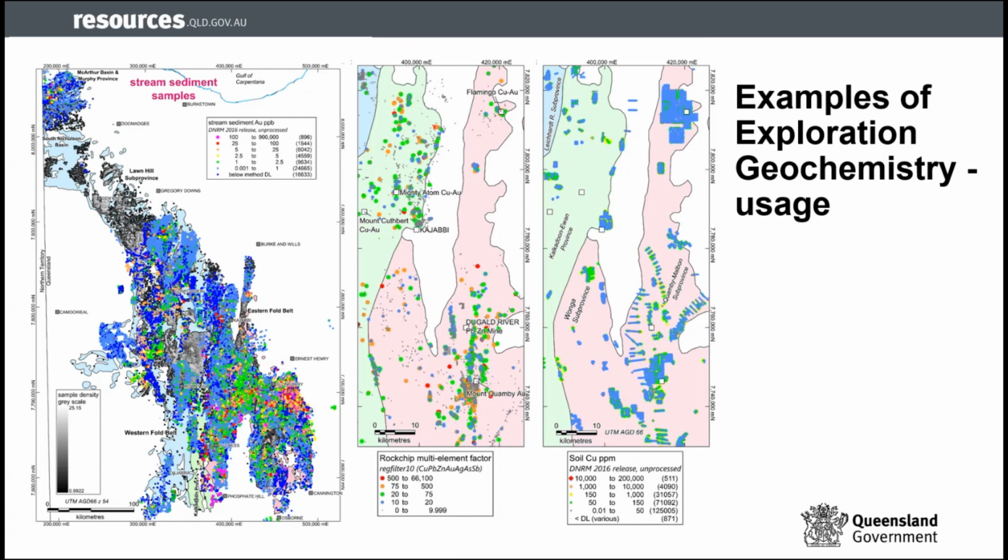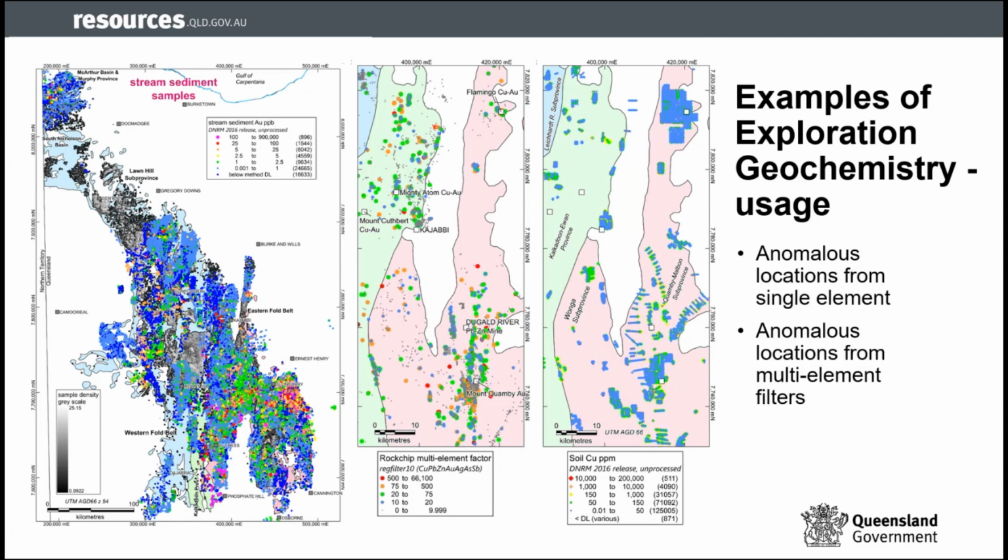The first figure here is just the stream sediments over the Mount Isa region. The second ones are single elements. In this case, it's the soil. Using single elements, you could still identify anomaly, or you could combine multiple elements into what we call mineral or chemical indices to identify anomalies. So, therefore, for the usage, you could either look at one element for anomalies, or you could use a filter to determine anomaly.